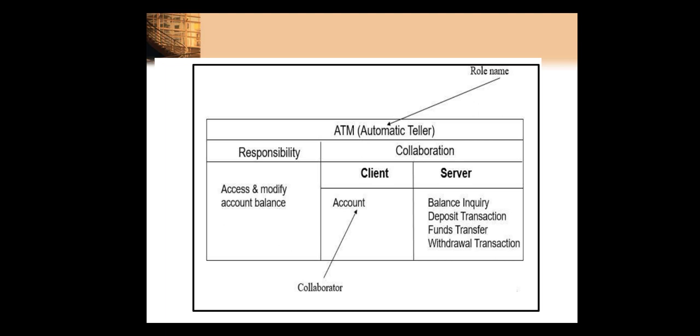So please read this example again. Our class name is nothing but ATM system. What are its responsibilities? Access and modify the account balance. Access the balance from the account of the customer, and if he performs any operation, then modify the account balance. On the client side, the class it collaborates with is nothing but the account class. And on the server side, it has to provide different responsibilities like balance inquiry, deposit transaction, fund transfer and withdrawal transaction. In this way, you can develop the CRC card for different systems.